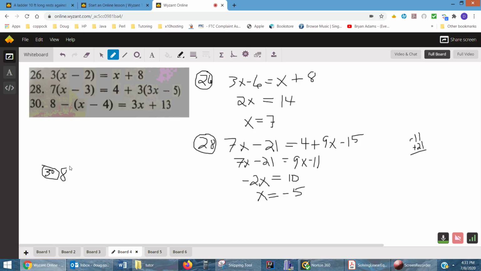Number 30. Here's the one that tricks some students early in their careers. Think of this as a -1 if you want. We're distributing a -1 over the parentheses, or I just like to think of it, this means take the opposite of every term inside the parentheses, however you want to think of it. So I get -x plus 4, that removes the parentheses, equals 3x plus 13. I'll go ahead and combine the similar terms on the left side. So 8 plus 4 is 12, plus 12.